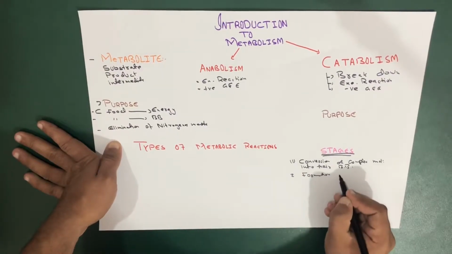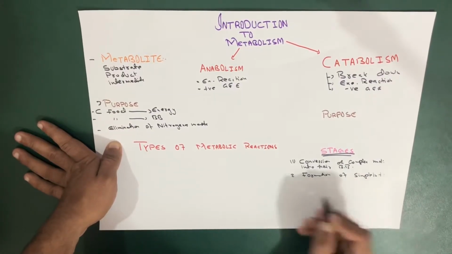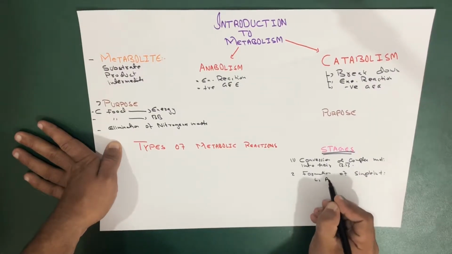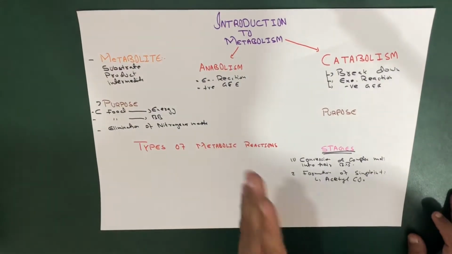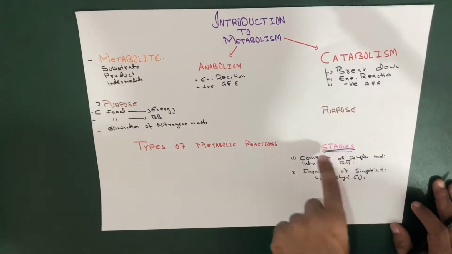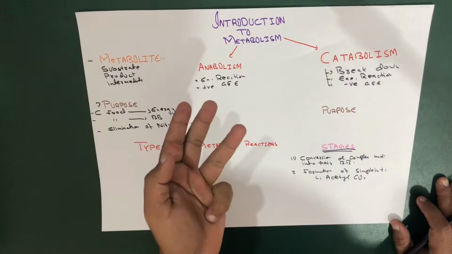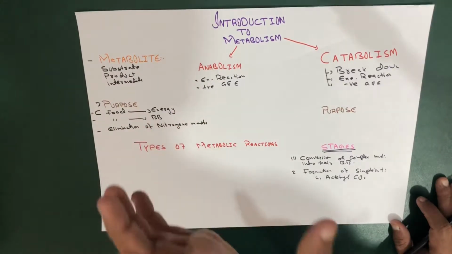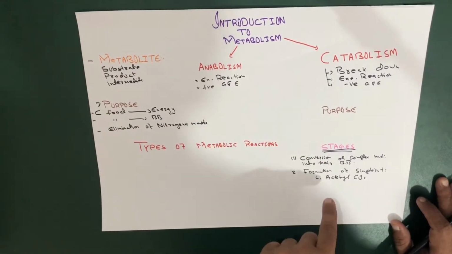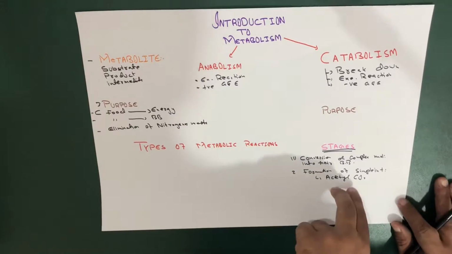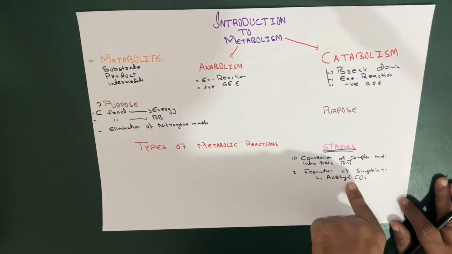So I'll write it: the formation of simple intermediates. We have an example, acetyl CoA. The building blocks produced in stage 1, we got the amino acids, the fatty acids, glycerol, and the monosaccharides. Those building blocks are degraded, we break them down more, into simple intermediates such as acetyl CoA. So this is a simpler one, and that was the more complex one.